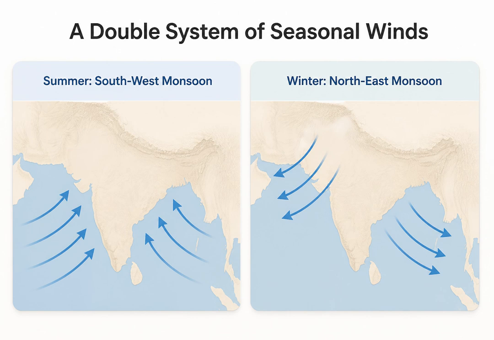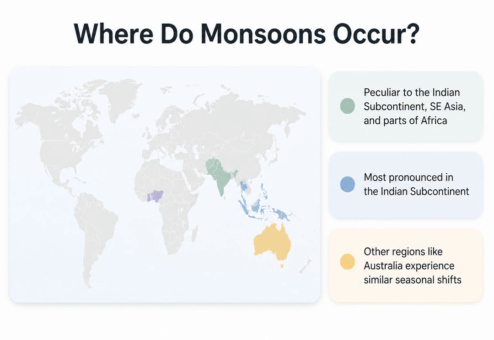most of the subcontinent. While we often associate monsoons exclusively with India, they are actually found in several parts of the world. They are peculiar to the Indian subcontinent, Southeast Asia, and parts of Central Western Africa. However, they are by far the most pronounced and dramatic in the Indian subcontinent. Other areas, like northern Australia and parts of Africa, also experience these seasonal shifts in wind patterns and precipitation, but the Indian monsoon remains the classic example.